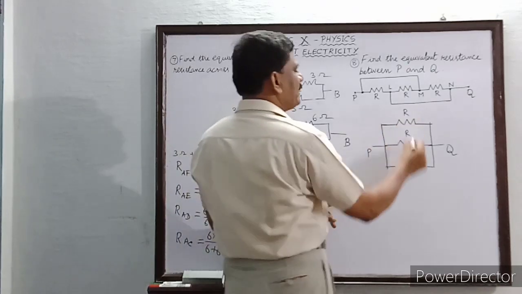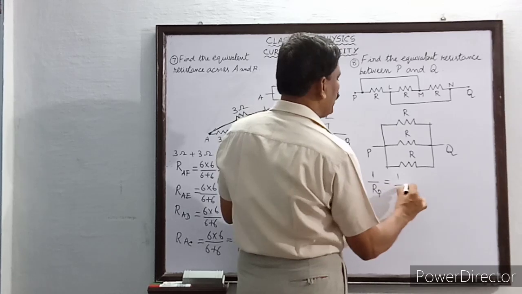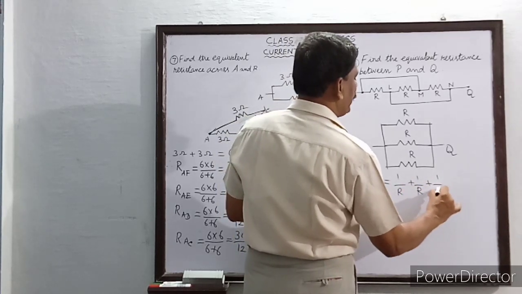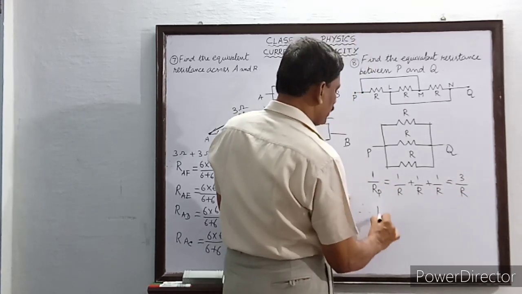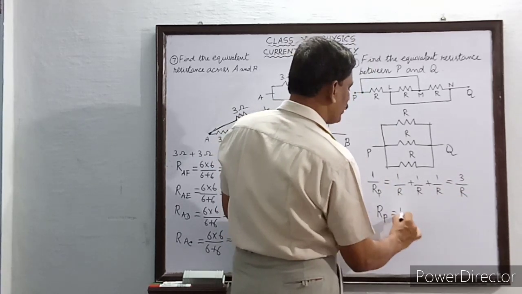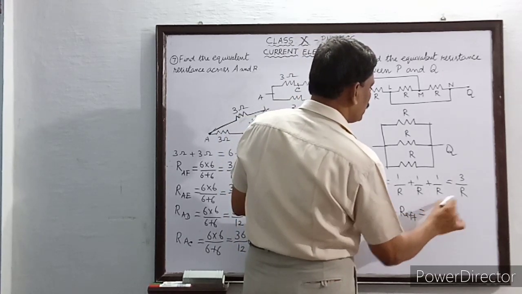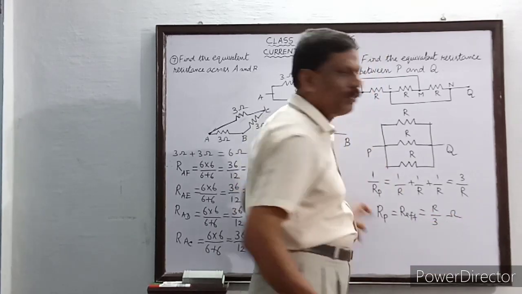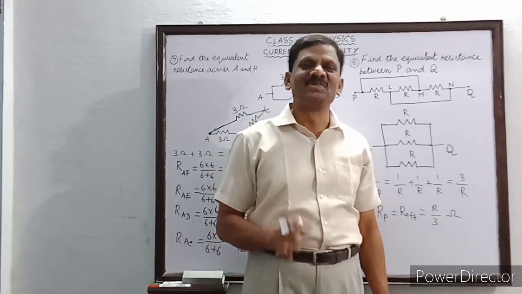So I will find out the effective resistance. 1 by R parallel is equal to 1 by R plus 1 by R plus 1 by R, which is equal to 3 by R. Therefore R parallel, that is R effective, is equal to R by 3 ohm. So by formula also we can verify the same. Have you all understood, students?